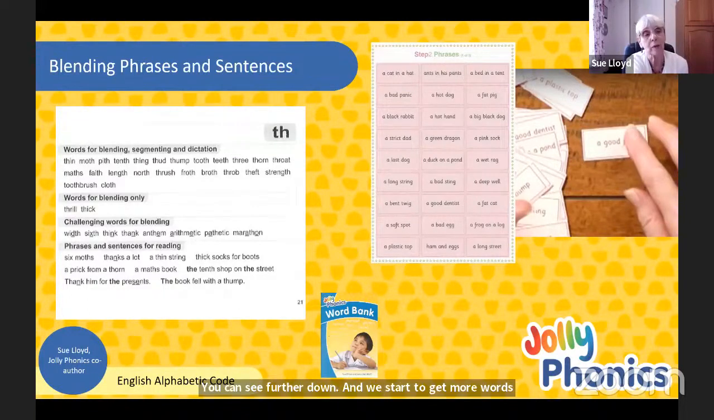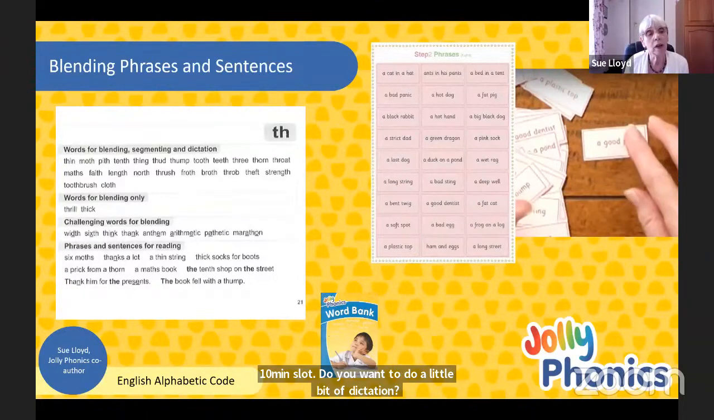So basically, that first group of words are totally reliable, and you can use them for extra blending practice, segmenting, and dictation. So very, very useful if you've just got a 10-minute slot and you want to do a little bit of dictation, you've got it at your fingertips.